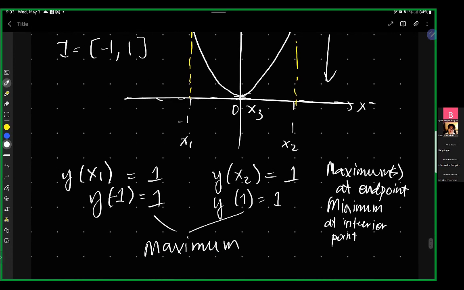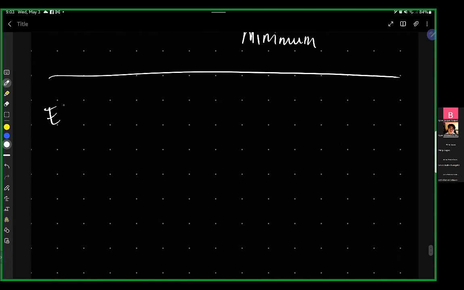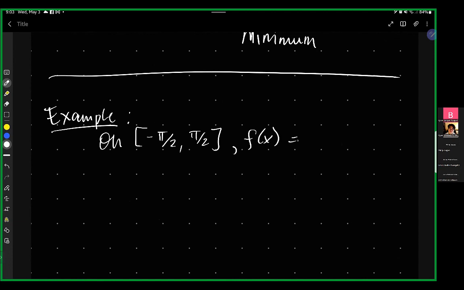Okay, so let's continue, no? So do you have any questions? Okay, so wala na naman tanong, okay? Let's proceed. So let me give another example, no? Example. Let's say we have a given interval, so negative pi over 2 and pi over 2, okay? The function is f of x cosine x, okay?